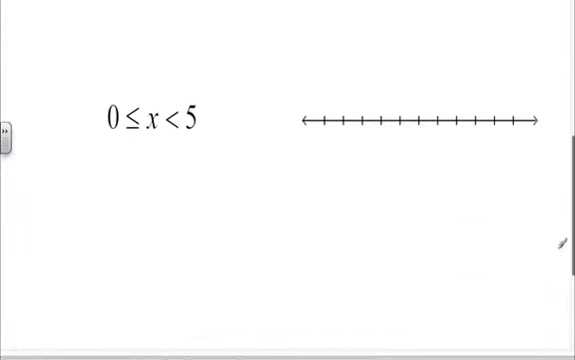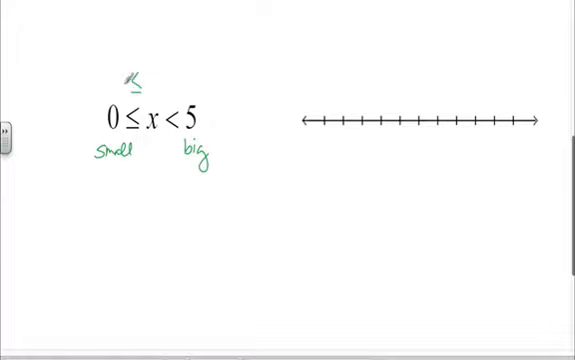Now let's just do one other quick example. We can do this all at the same time. We see that my inequality symbols are facing the right direction. We've got the small number over here on the left. We've got the big number here over on the right.